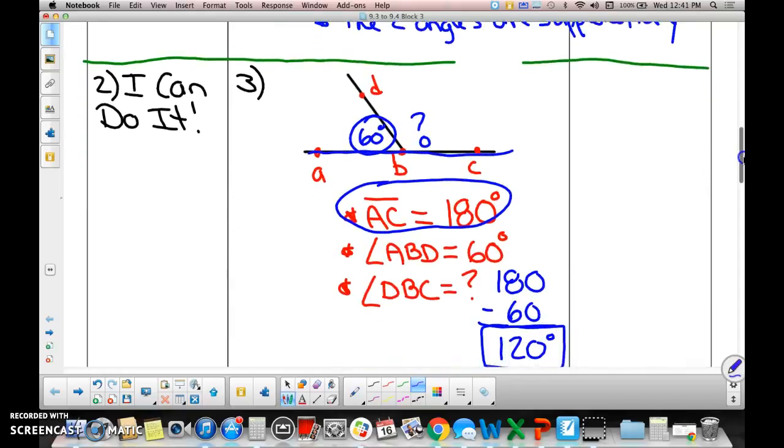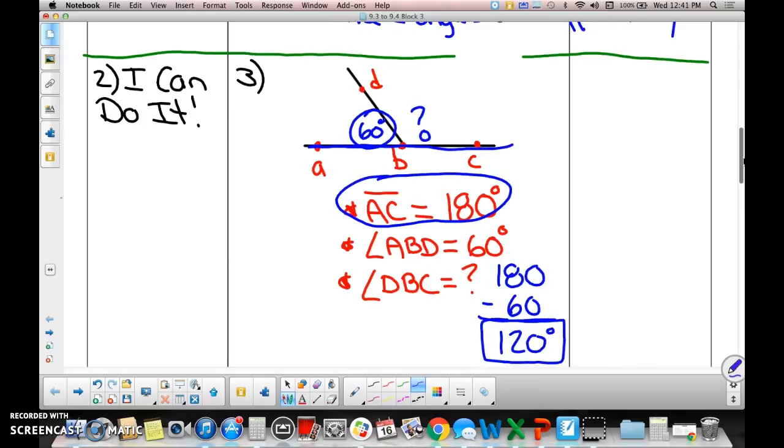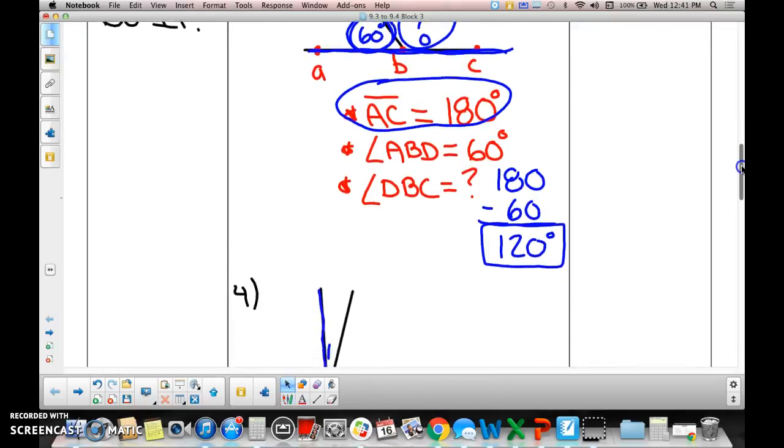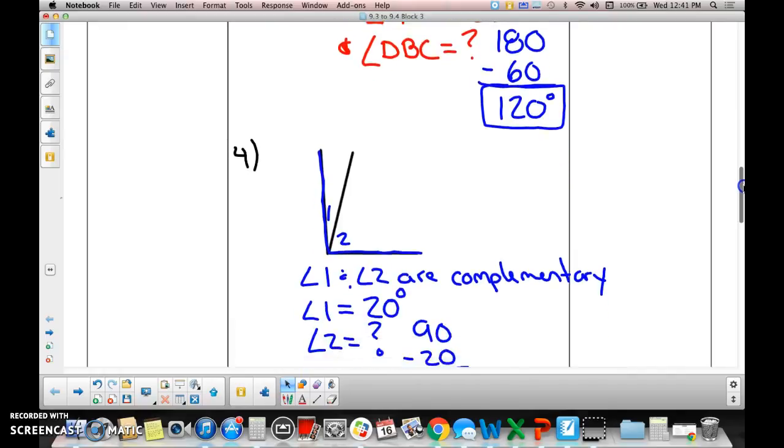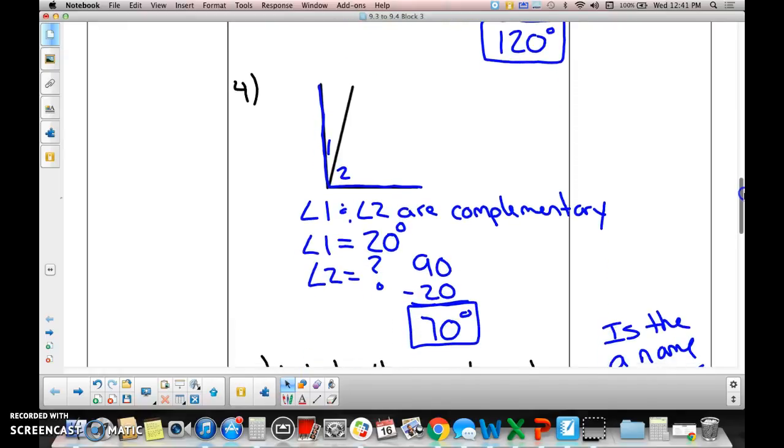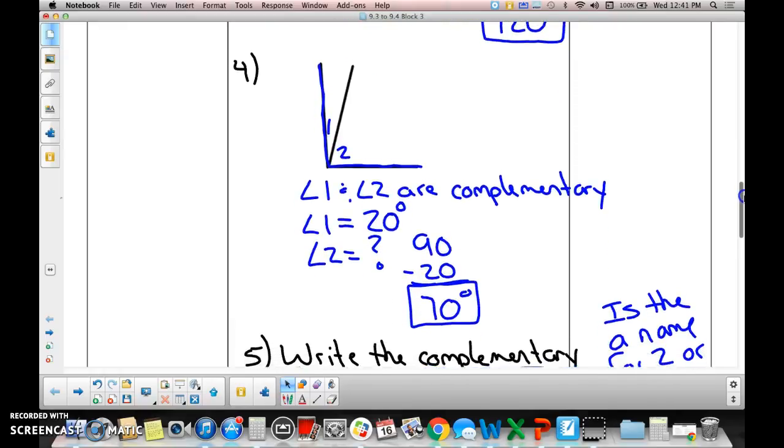Beautiful. We did 180 because we know that this big, long, straight angle is 180. We know that this was 60. This angle right here, the big question mark, was 180 minus 60. What was left over, right? Okay, and those are supplementary angles. Now look at number 4. We did something very similar. I'll just let you take a look at that because you all did the same thing.